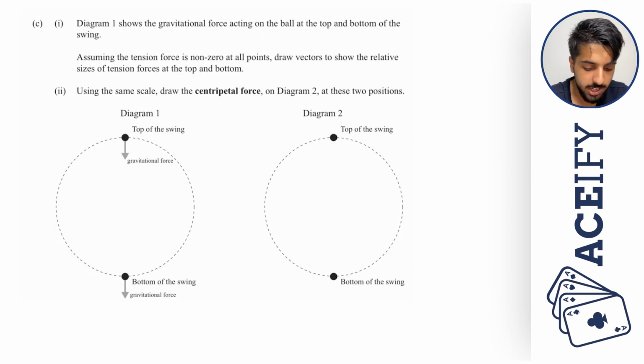Alright, sweet. Okay, so diagram 1 shows the gravitational force acting on the ball at the top of the swing. Assuming the tension force is non-zero at all points, draw the vectors to show the relative size of the tension force at the top and at the bottom. So I went over this in my vertical circles video. If you haven't seen that, you can check it out. But at the top of the swing, that is when we're going to have the least amount of tension.